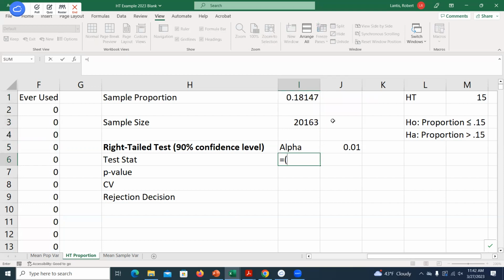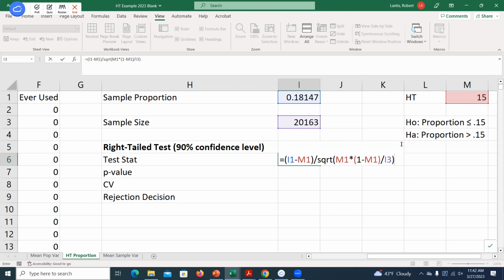So all I'm going to do, same thing, use Excel to be my calculator. I've got everything I need, right? 0.15 is my assumed proportion. 0.181 is the sample proportion I found. Sample size is like 20,000. So I'm just going to take the sample proportion, subtract the assumed true proportion, divide by the square root of that assumed true proportion times 1 minus that assumed true proportion, divided by my sample size. Once again, just using Excel to be my calculator here. I could have typed all these numbers into my calculator. I think it's a lot easier just to select the cells that they're in.